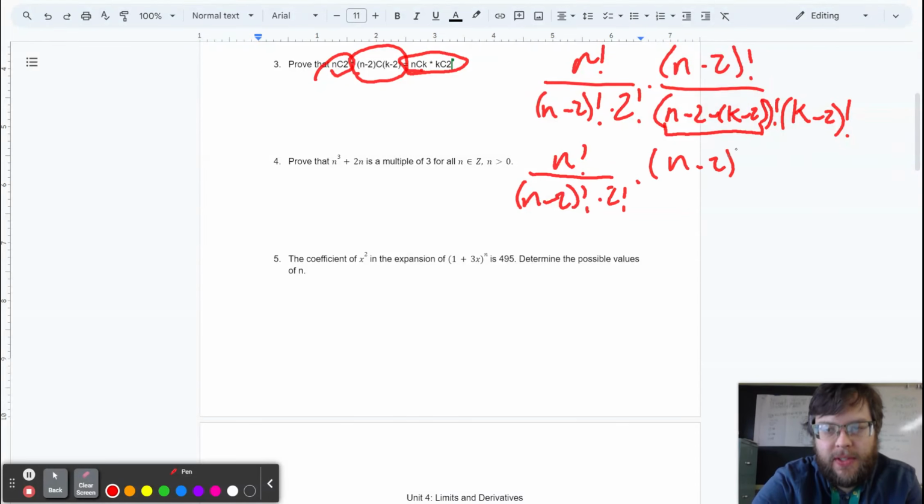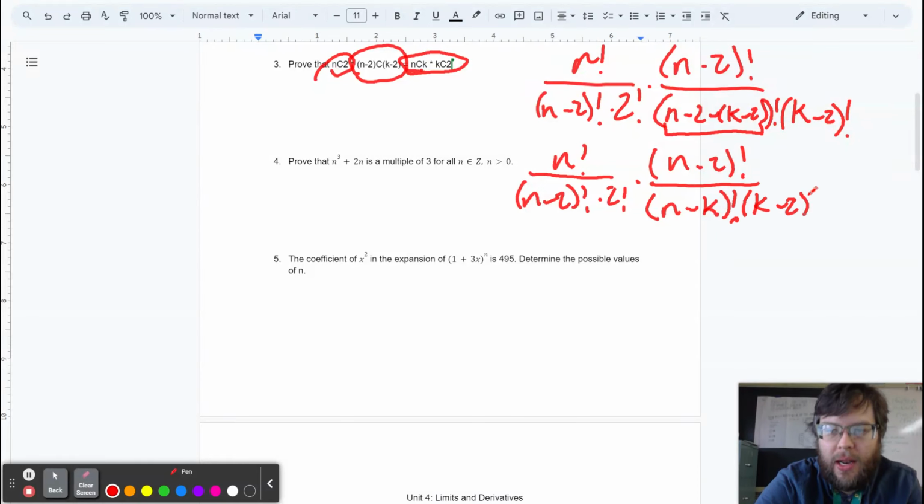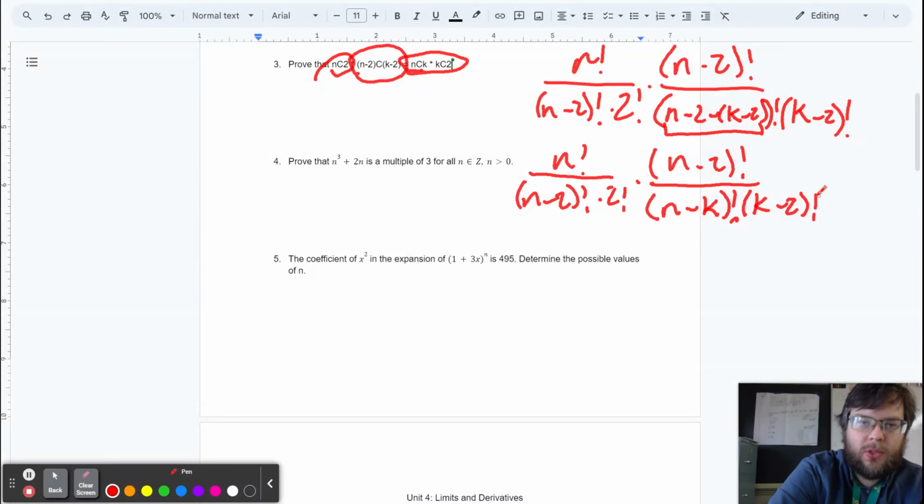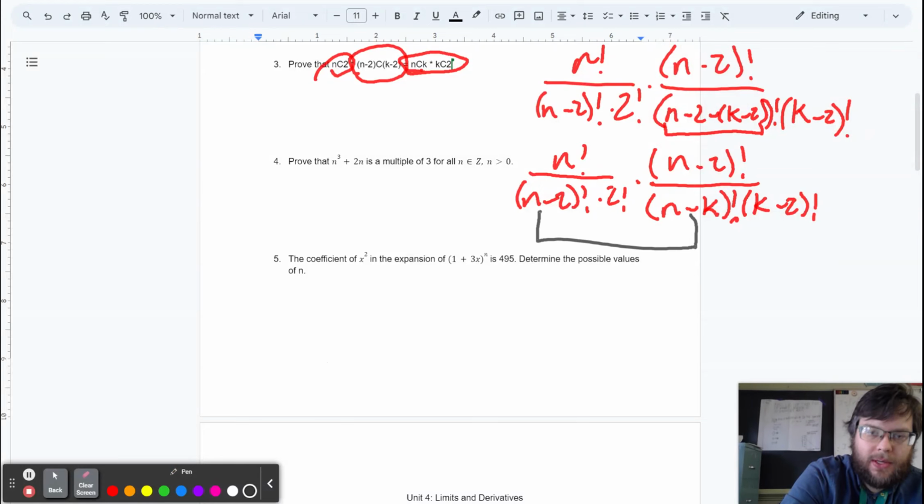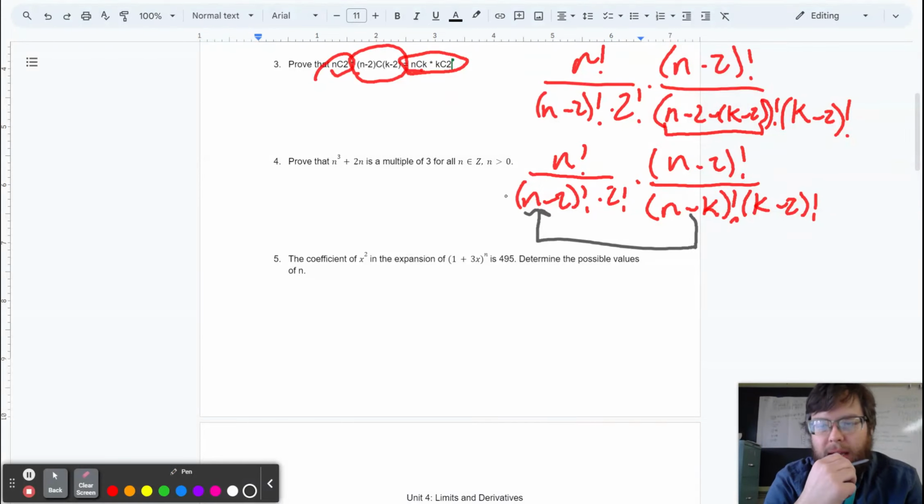Copy most of the second piece down again. If I distribute the negative, I just get n minus k because the minus 2's cancel each other out. And then all I have to do to finish this proof is just do some switching. I want it to say n choose k. So I want this term to go right there because the pieces of n choose k are going to be n factorial on top and then n minus k factorial on the bottom.